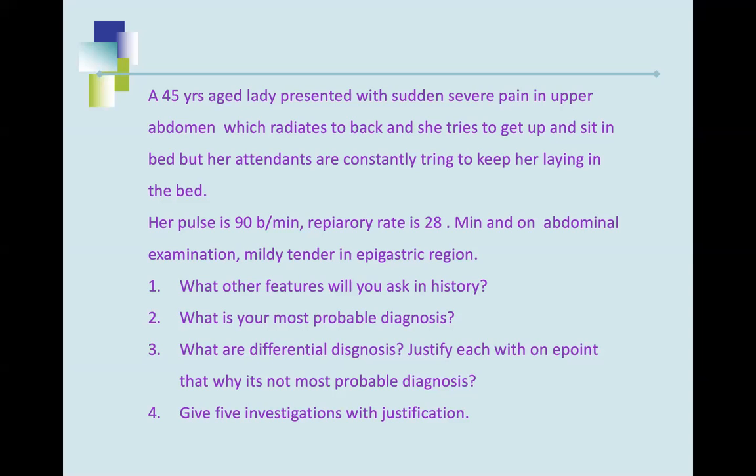Now, the questions are: what other features will you ask in history from this patient? What is your most probable diagnosis? And what are the differential diagnoses? Justify each with a point on why it's not the most probable diagnosis. Like if you say the differential is also cholecystitis, then why in this scenario will you say that it's not my probable diagnosis? It is a differential diagnosis, but it is not the most probable diagnosis.